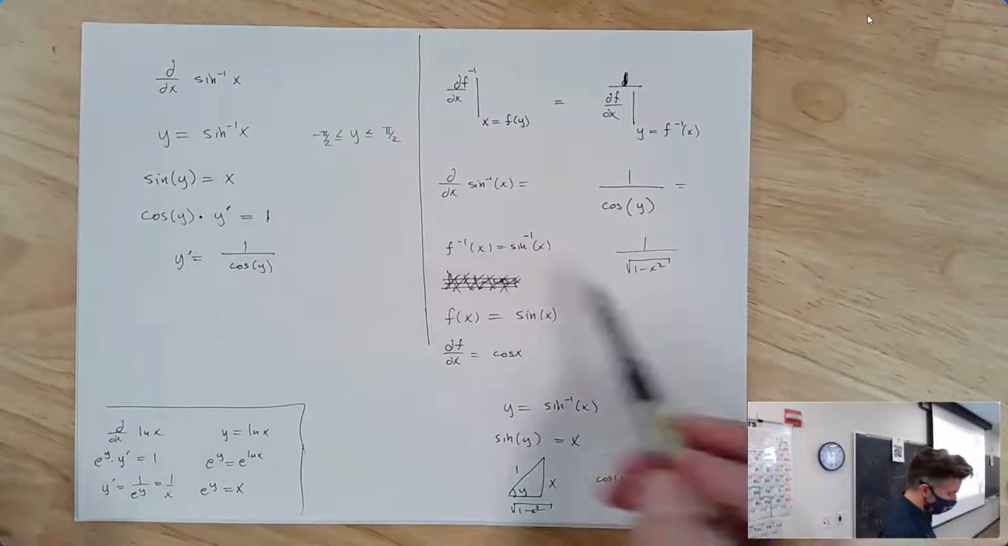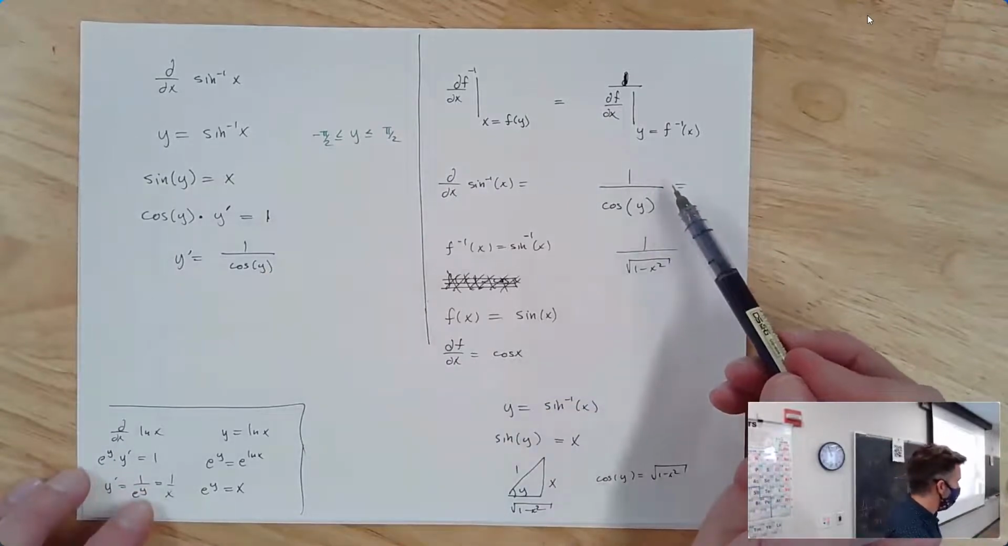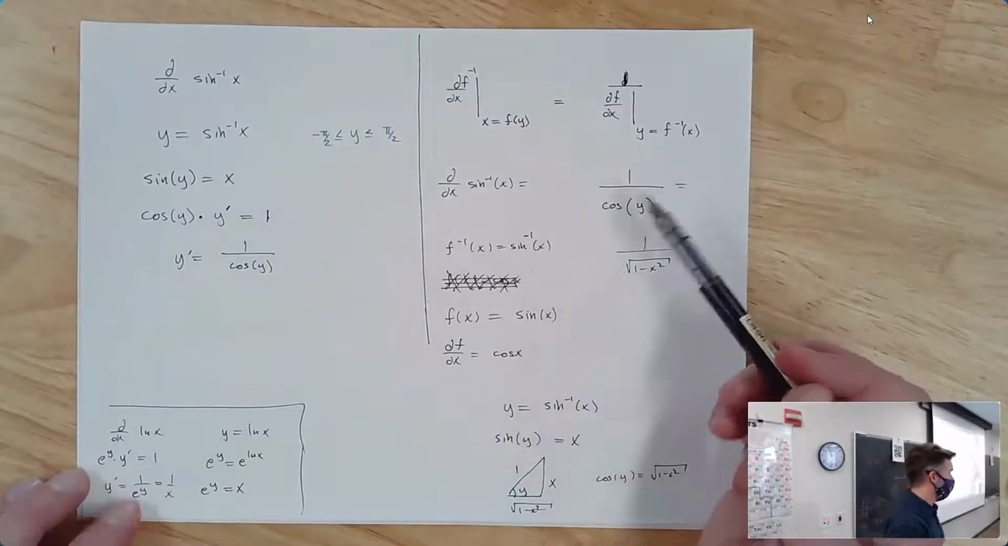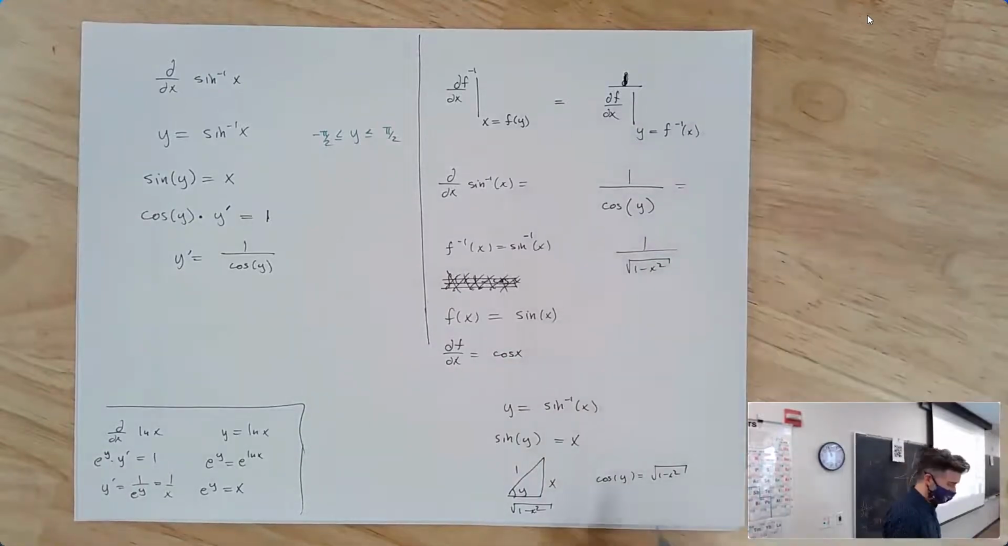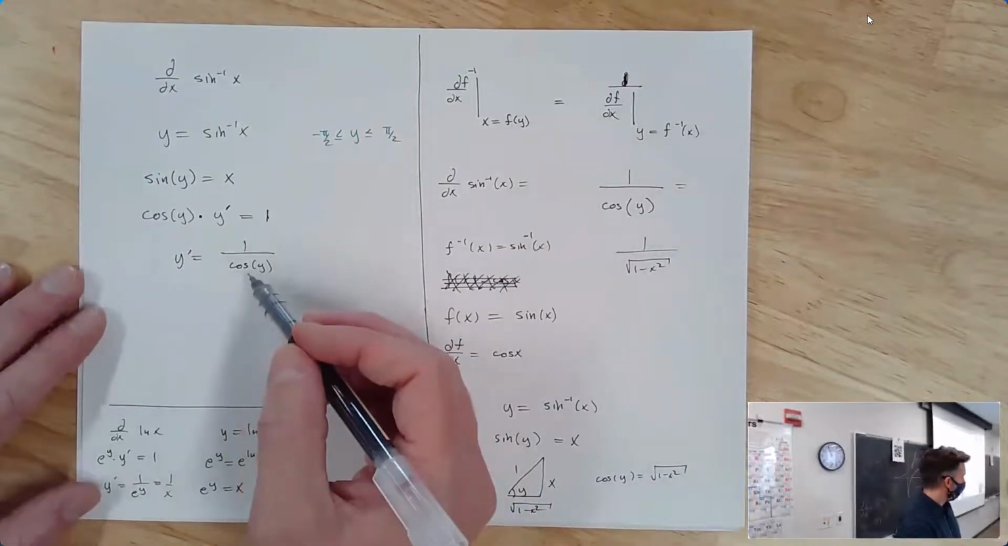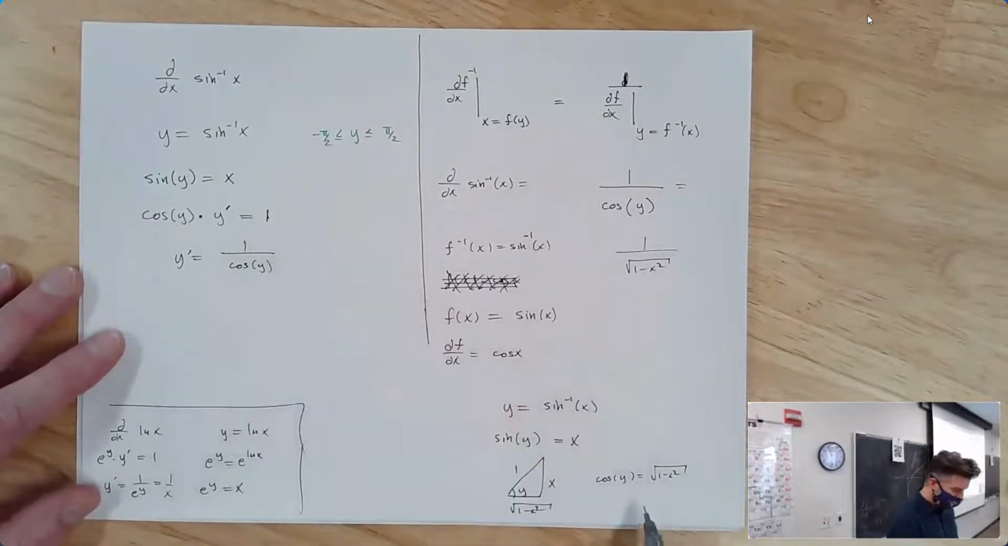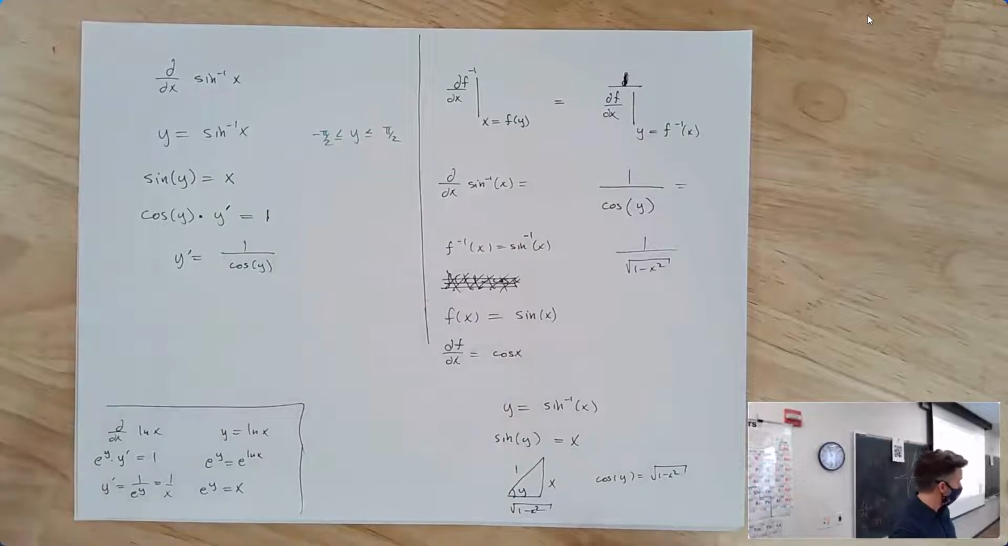Notice how I'm getting the same thing I got over here, just in a way that feels a lot more natural. At least I hope it feels more natural. I hope this feels less terrible than what I did over here. And then how are we going to find cosine y? Well, you could use a triangle like we did over here. I prefer the triangle method.